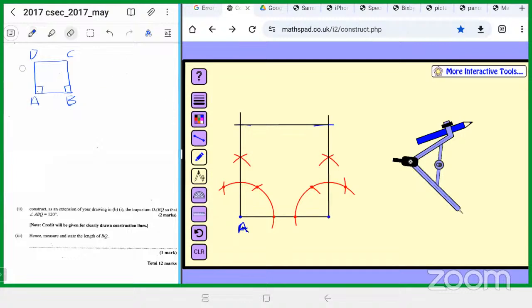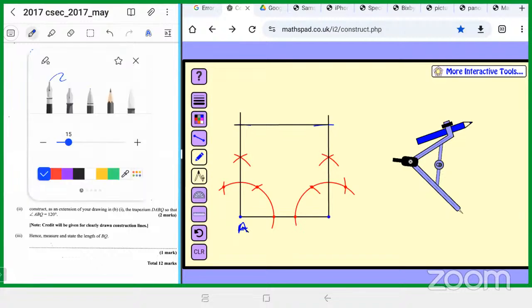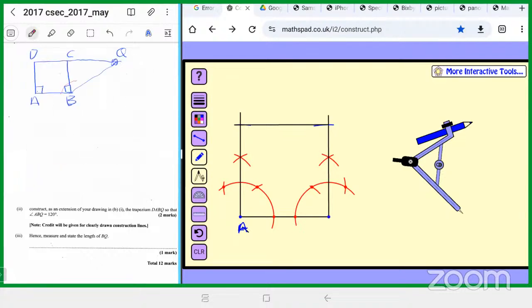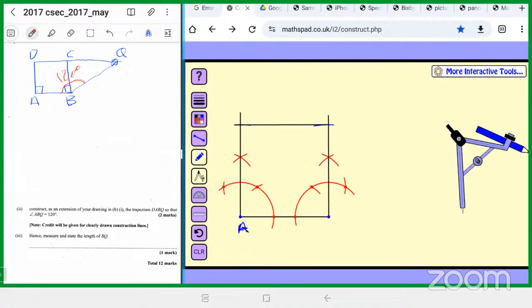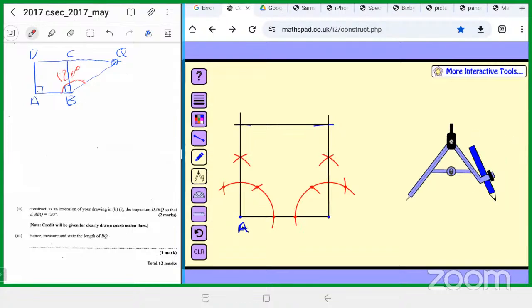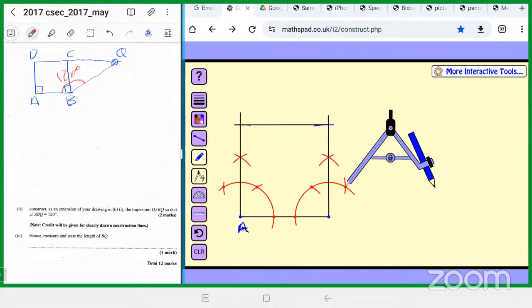All right, so I can leave it like that. So we're doing a trapezium DABQ such that the angle ABQ is 120 degrees. So we're putting Q up here. The trapezium is forming, so this will extend out there. And then this angle is going to be 120 degrees. But we already have the 120 degrees mark on this construction. The 120 degree, let me show you with the compass. The 120 degree was up to this point right here. That's 120 degrees.